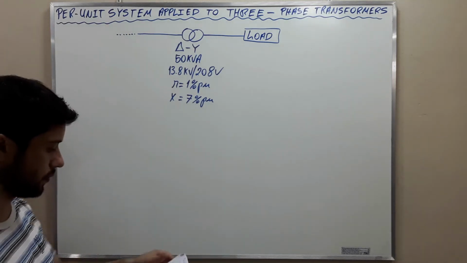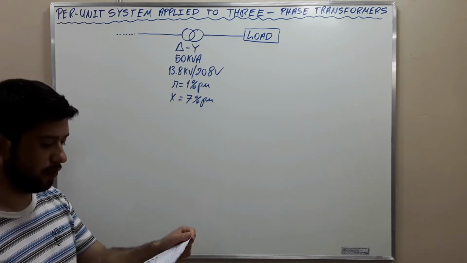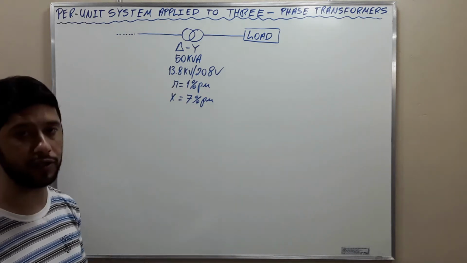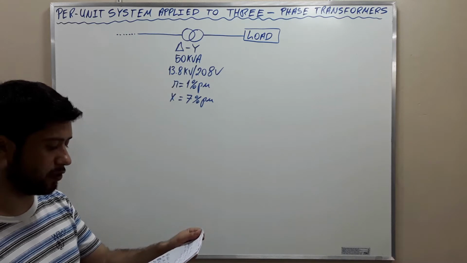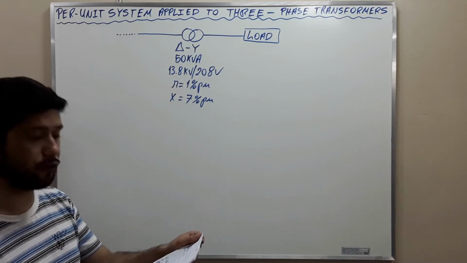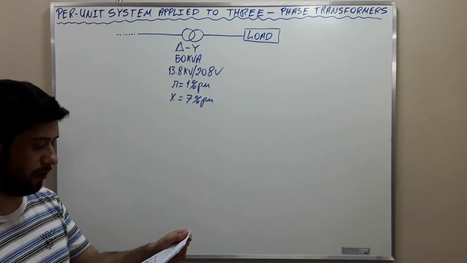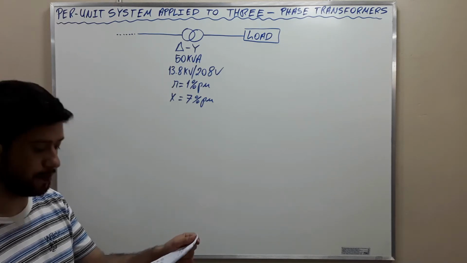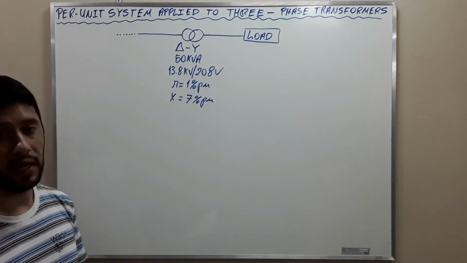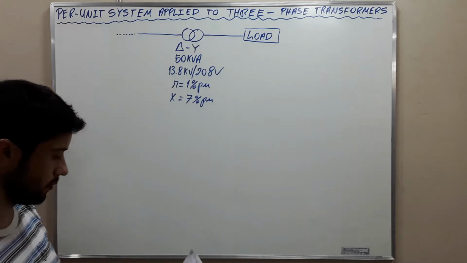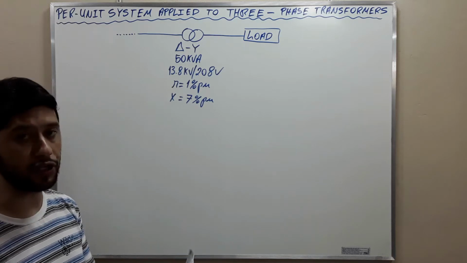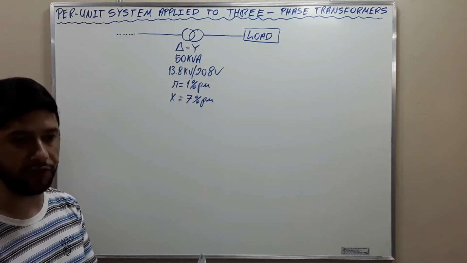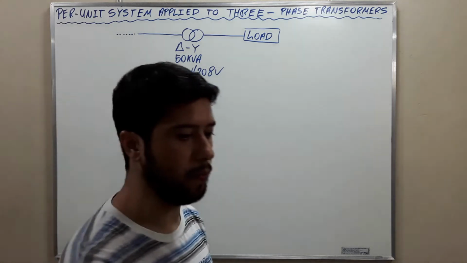Letter A. What is the transformer's phase impedance referred to the high voltage side? Letter B. Calculate this transformer's voltage regulation at full load and 0.8 lagging power factor using the calculated high side impedance. And lastly, letter C. Calculate this transformer's voltage regulation under the same conditions using the per unit system. Okay people, let's go.